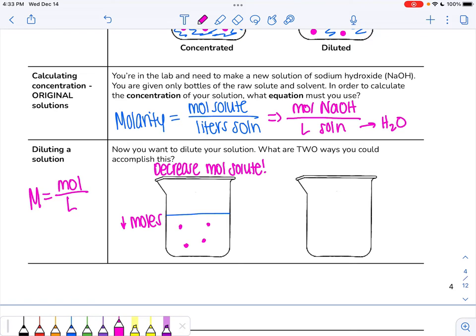That's one way I could do it, but that would kind of require me to start over from scratch, right? I'd have to add in less moles of my solute than I did previously. What if I don't want to start from scratch? What if I already have a concentrated solution and I just want to take that solution and dilute it? Well, the other way that I could do that is I could just add more solvent.